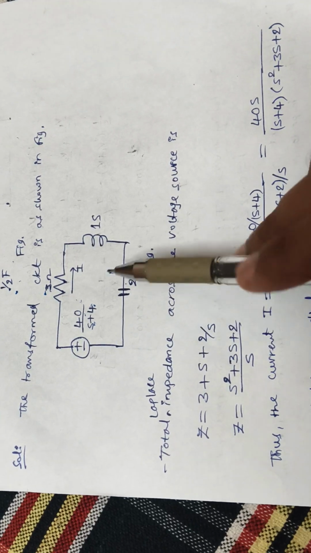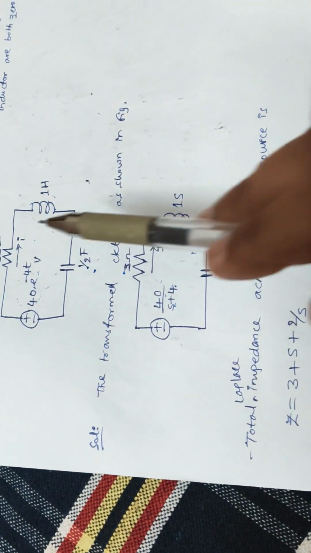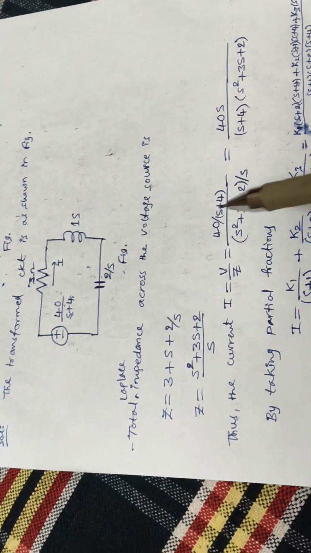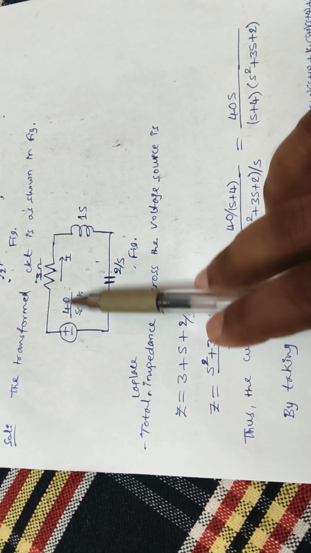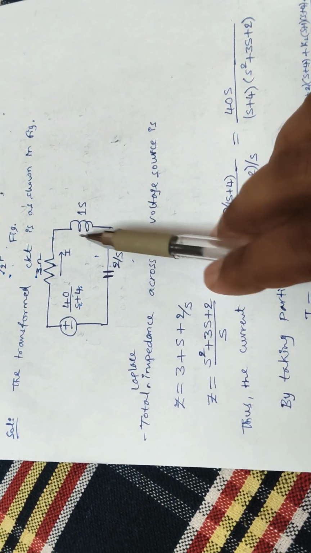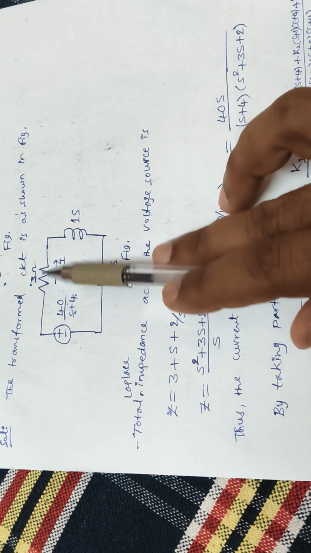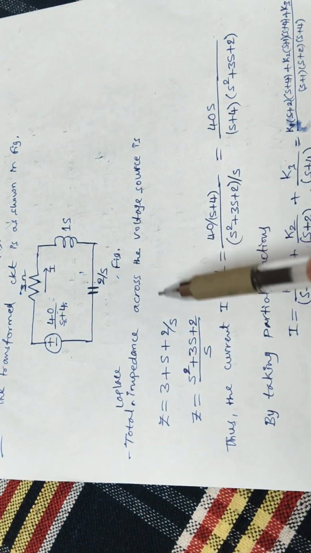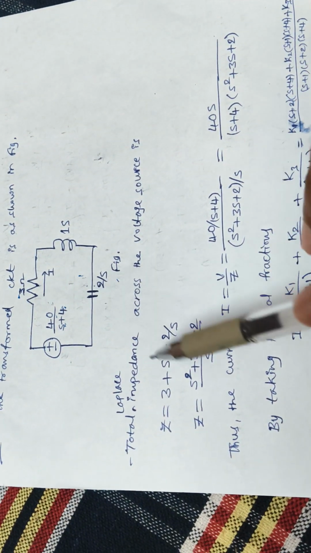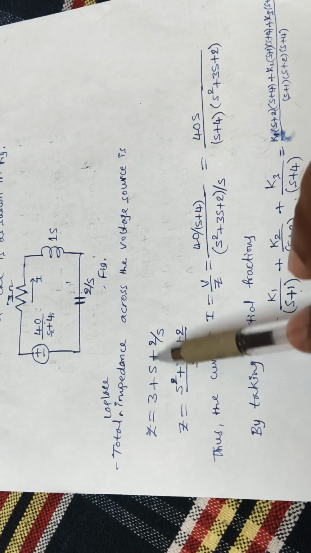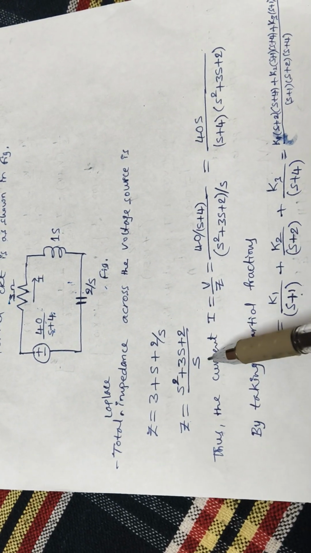And what is the next step? You have converted the time domain circuit to the S domain circuit. Then the next step is to apply KVL to this loop or find the equivalent impedance. What is the equivalent impedance? All three are connected in series, right? When all three are connected in series, you can add all of them: 3 plus S plus 2 by S. You'll get the equivalent impedance.